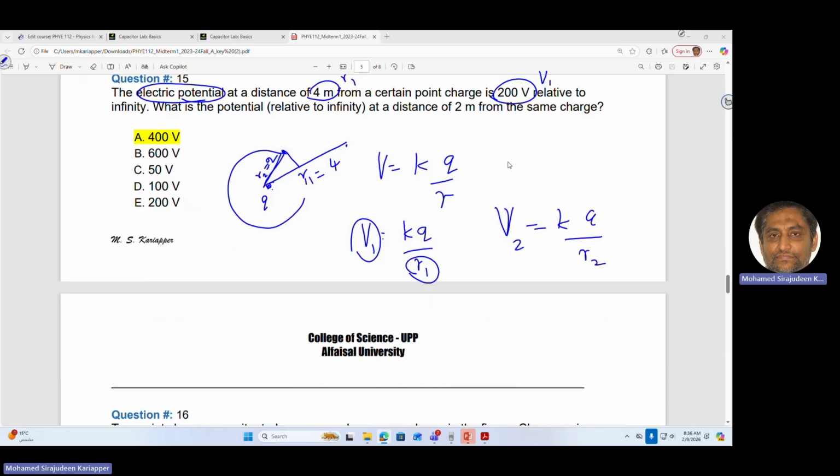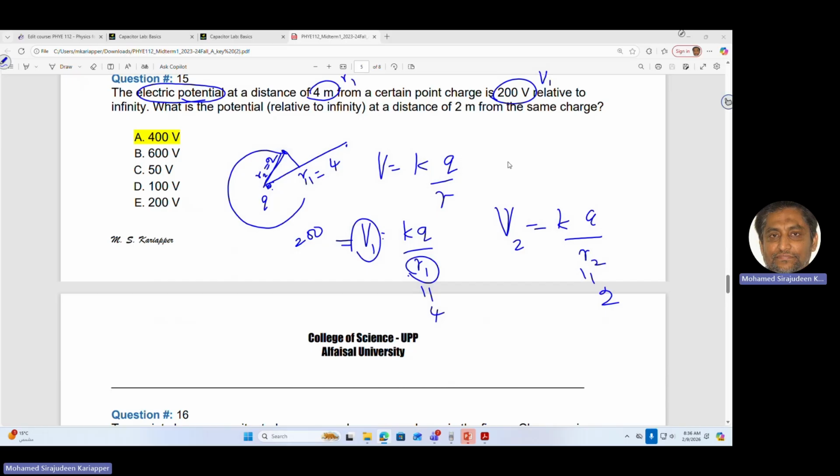Same Q. R1 was previously 4 meters, now it becomes 2 meters. V1 is equal to 200, and what should V2 be? It should increase. When you make R half, V2 should become 2 times. It's not R squared, right? Be careful. For electric potential magnitude, it's not R squared, it's 1 over R only. There's no squaring or anything. So when R is halved, V2 must become twice.